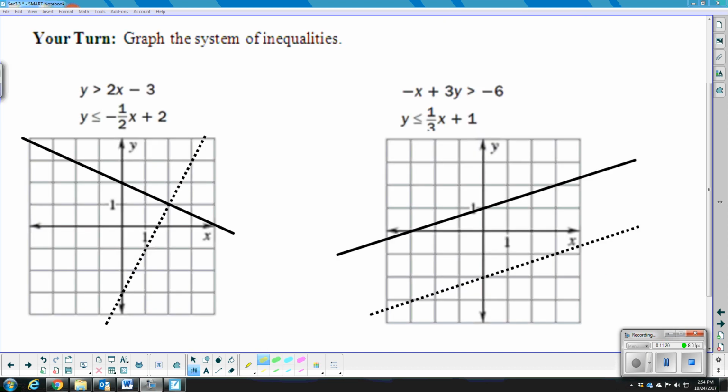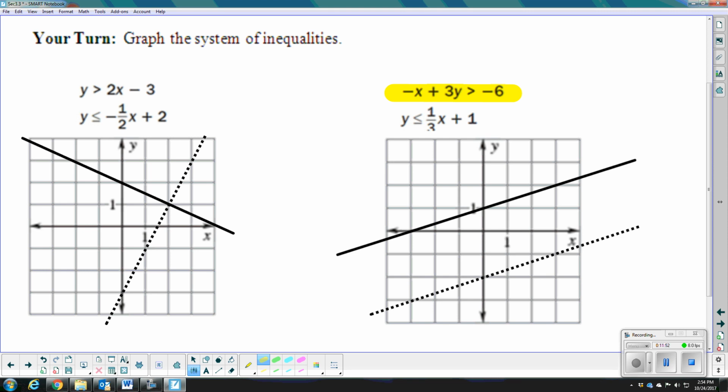So here's what your lines should look like if you graphed those. Just double check that your lines actually look like mine do. If you take this first equation and put it into slope-intercept form, you're going to get the same slope. With this next one, they should be parallel. Mine look a little off, but they should be parallel. You end up with the same slope of 1/3.